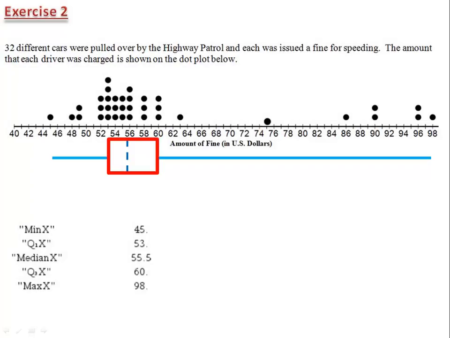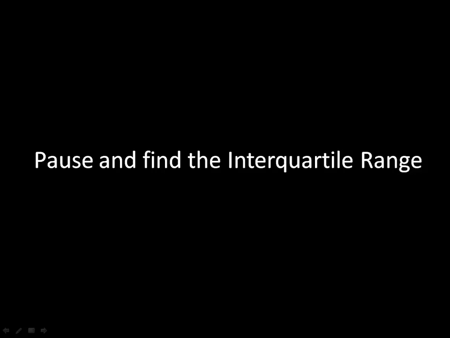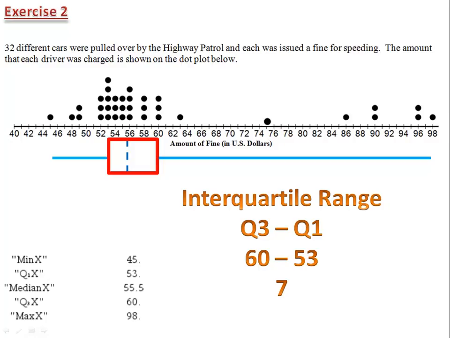Exercise 2 you already completed, but now we'd like to calculate the interquartile range. Please pause the video and calculate the interquartile range. The interquartile range is 7. Now, multiply the interquartile range by 1.5 and determine if you have any outliers. Then, complete your box and whisker plot. Please pause the video now.